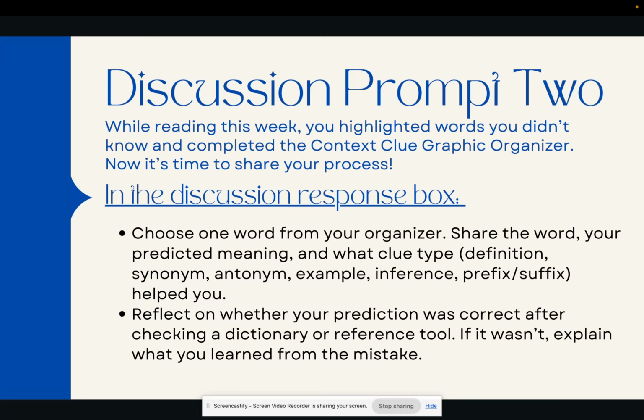For discussion prompt 2, this is for our context clues graphic organizer. Choose one word from your context clues graphic organizer, share your predicted meaning and which clue type helped you: definition, synonym, antonym, example, inference, or a prefix or suffix. Then verify with a dictionary or reference tool that you were correct. After you've done that, explain what you learned if you did not get it correct the first time, and if you did, what helped you and how did your confidence grow.